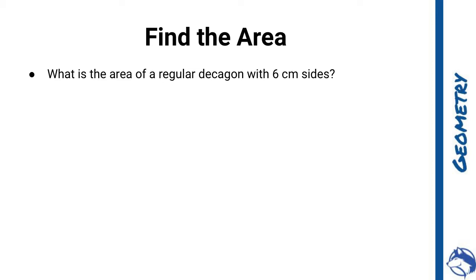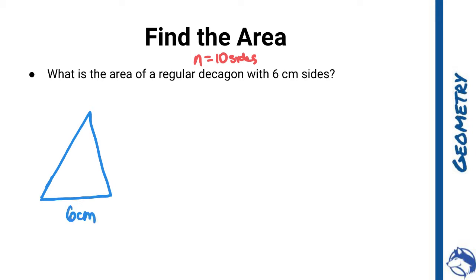We are finding the area of a regular decagon with 6 centimeter sides. So this has 10 sides, so that's one thing that's important. So n is equal to 10 sides. Rather than go ahead and draw the entire thing, I'm just going to draw one of the triangles, one of the slivers here. And so I know the side length is 6 centimeters. I know that there's 10 sides, so I can find that central angle because I'm going to do 360 divided by the number of sides, which is 10. And that gives me 36 degrees.